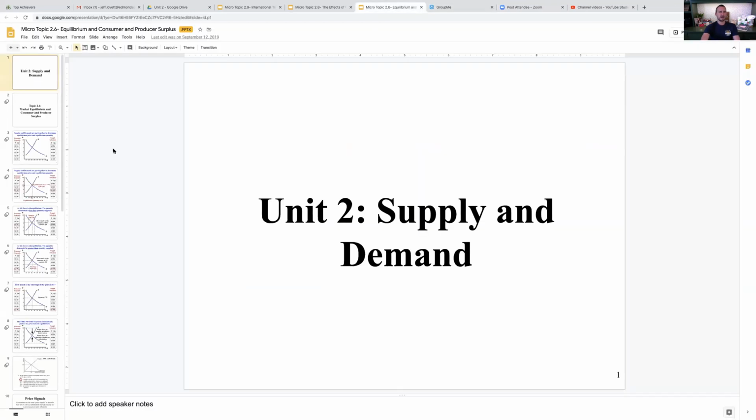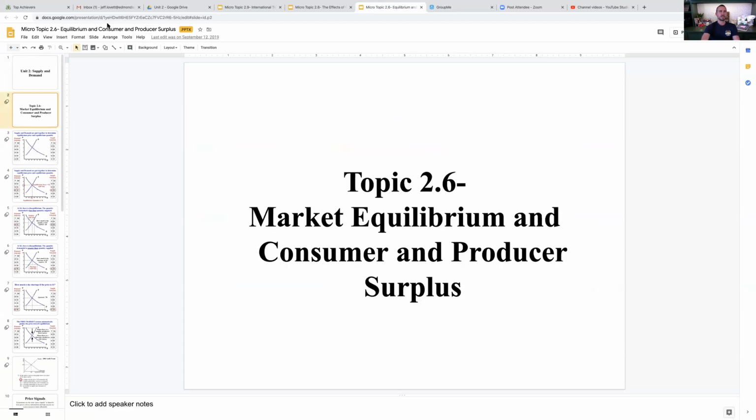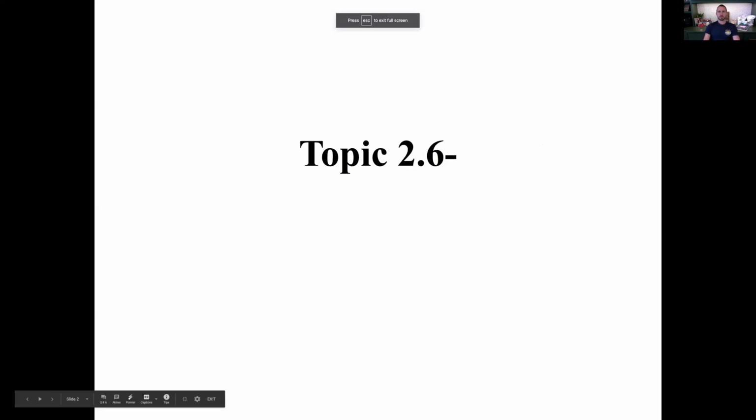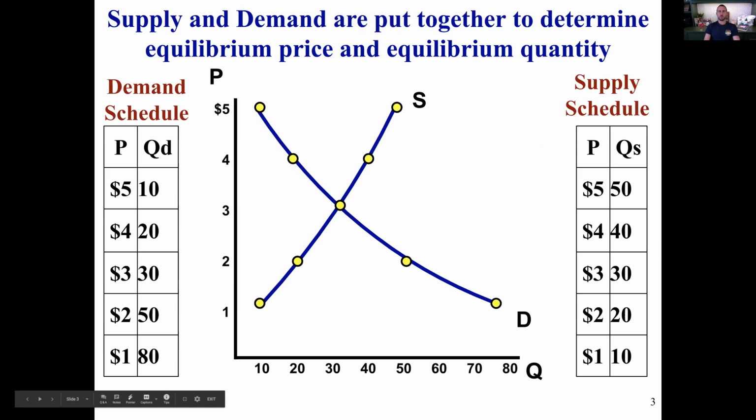If you look at 2.6, we're going to look at consumer and producer surplus. Consumer surplus is the difference between what we're willing to pay for something and what we actually pay for it. Okay, what we're willing to pay and what we actually pay. So there are some people, let's say this is milk, who'd be willing to pay $5 for milk, according to the table. At $5, 10 people are willing to buy milk, or there are 10 units demanded.